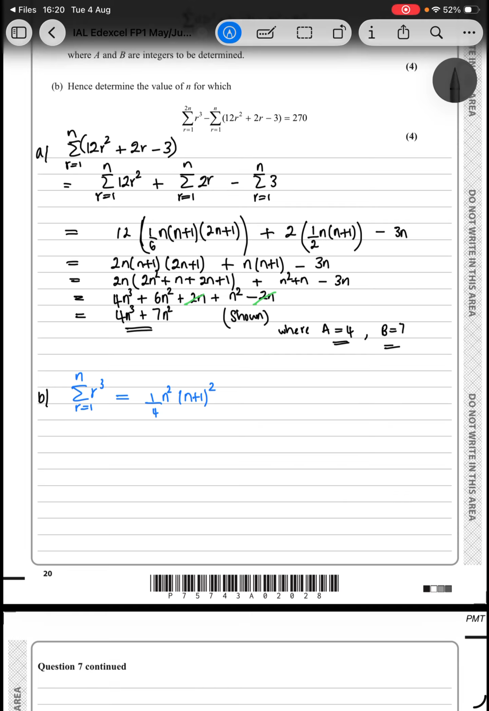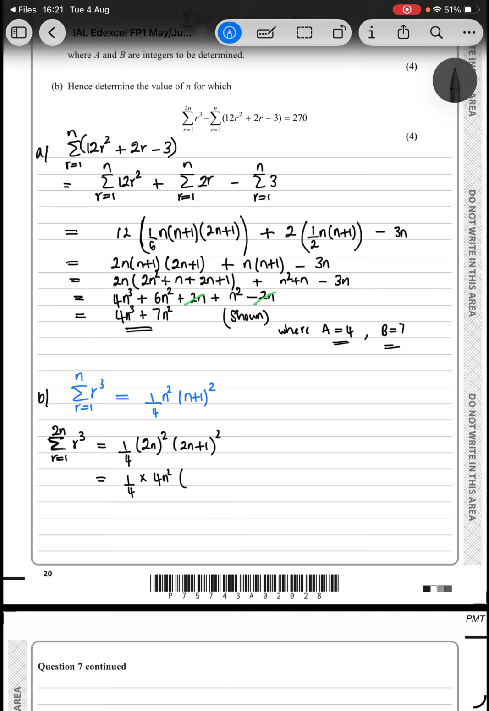So I'll say the summation of r cubed from r equals 1 to 2n will be 1 over 4 times 2n whole thing squared, times 2n plus 1 whole thing squared. So I'm replacing n with 2n. I'll simplify this: 1 over 4 times 2n whole thing squared will be 4n squared, times 2n plus 1 whole thing squared.